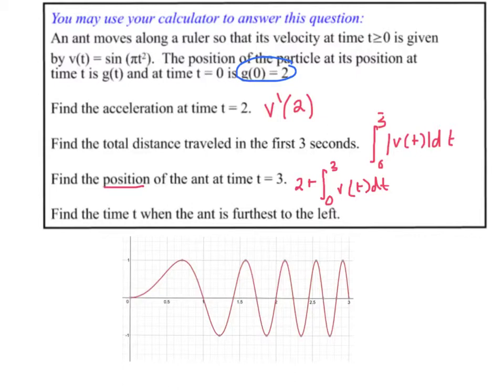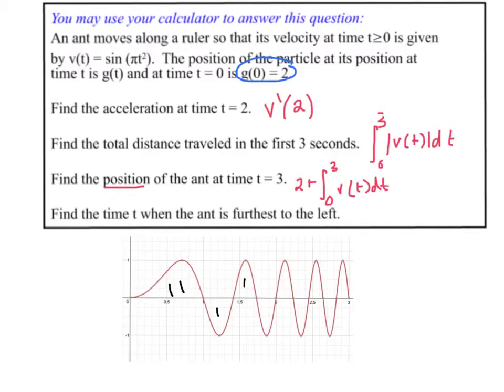Now, last one, find when it's furthest to the left. Well, we certainly could do a candidate test here and find the position at each of these points. But I think another way to argue it is that the areas here, this positive, this negative, and so on, are diminishing. Each area is getting successively smaller.